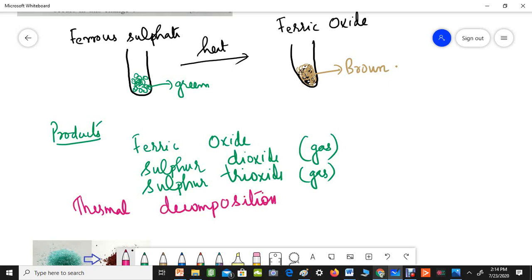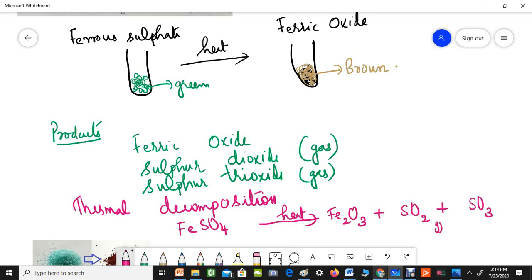If you want to write a chemical equation, the equation should be in this form: FeSO4 on heating. The products are Fe2O3, that is ferric oxide, then SO2, sulfur dioxide, and SO3, sulfur trioxide. Sulfur dioxide is gas, sulfur trioxide is also gas, and Fe2O3 is a solid substance. Even FeSO4 is also a solid substance.